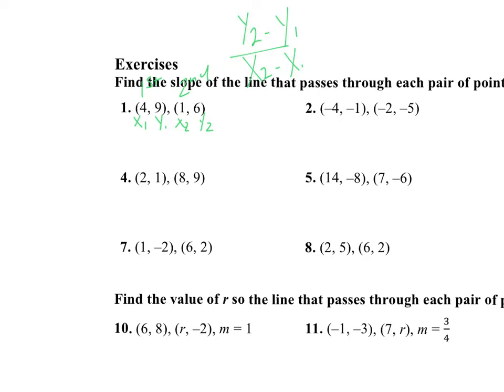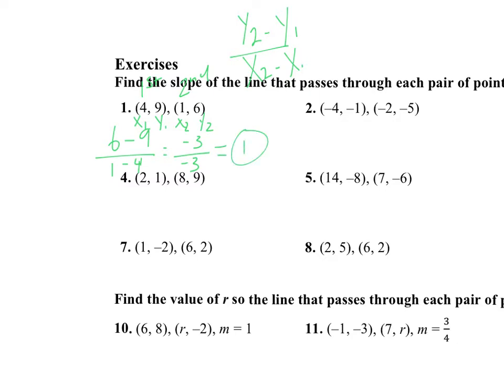So y2 minus y1. So that's 6 minus 9. And that's going to be over x2, 1, minus x1, which is 4. So be careful with your subtraction here. 6 minus 9, negative 3. 1 minus 4, also negative 3. So slope, we're cool if it's a fraction. If it simplifies like this one does, though, let's go ahead and do that. So this one has a slope of 1.